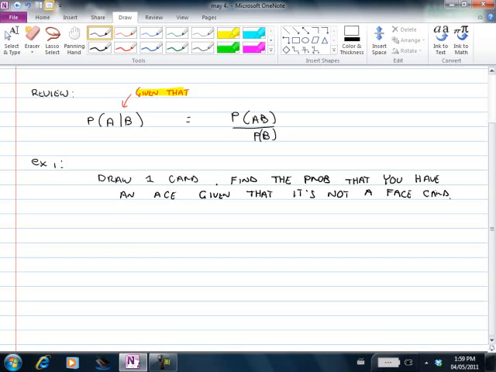Guys, gals, I'll give you a few minutes. Let's see if we can solve this. Good luck. How do you do this? How do you figure out not a face card? Think about that. Logic. It's nothing that you have to think about. 40 out of 52 is the bottom. What's on top?